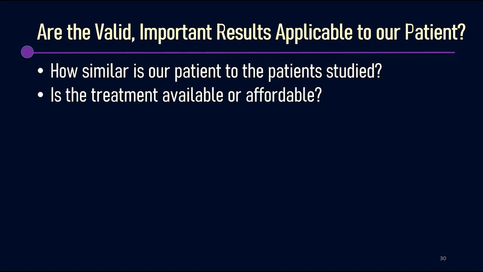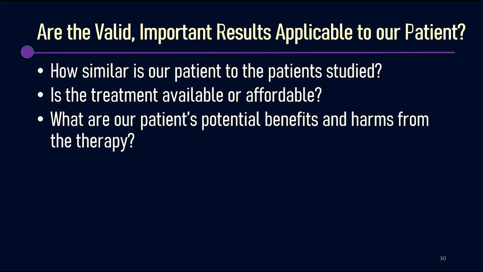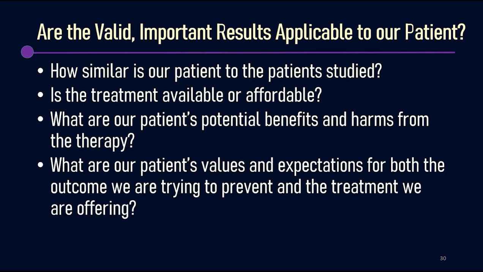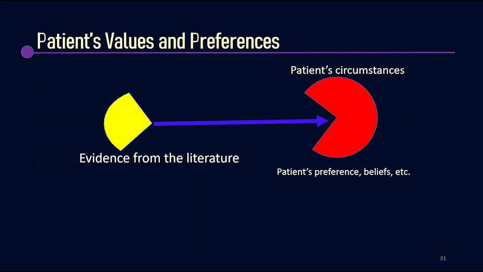Is the treatment available or affordable? If the treatment is not available or is too costly, then simply the results of that paper cannot be implemented in our patient population. What are our patients' potential benefits and harms from the therapy? And harms and side effects are sometimes subjective, and how the patients take compared to the benefit should be taken into consideration. And what are our patients' values and expectations for both the outcome we are trying to prevent and the treatment we are offering?